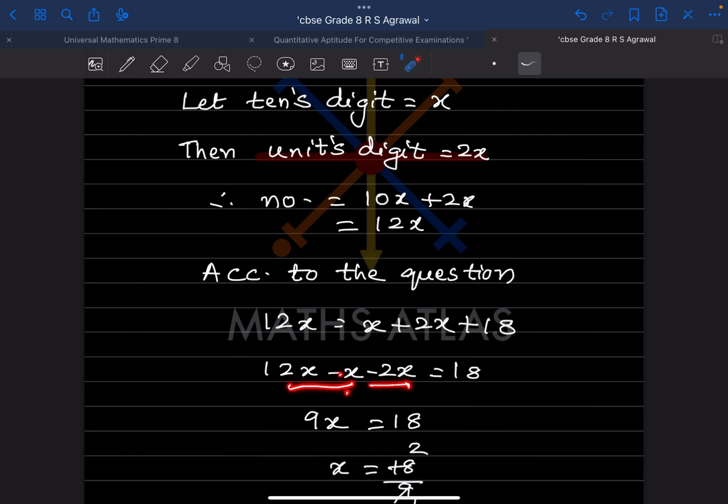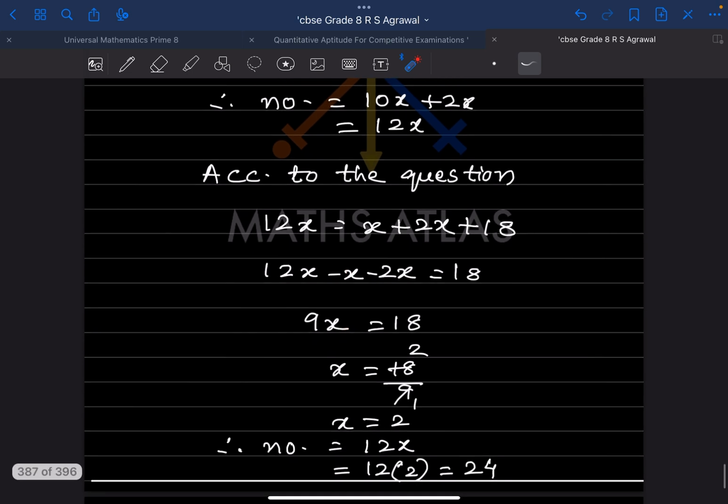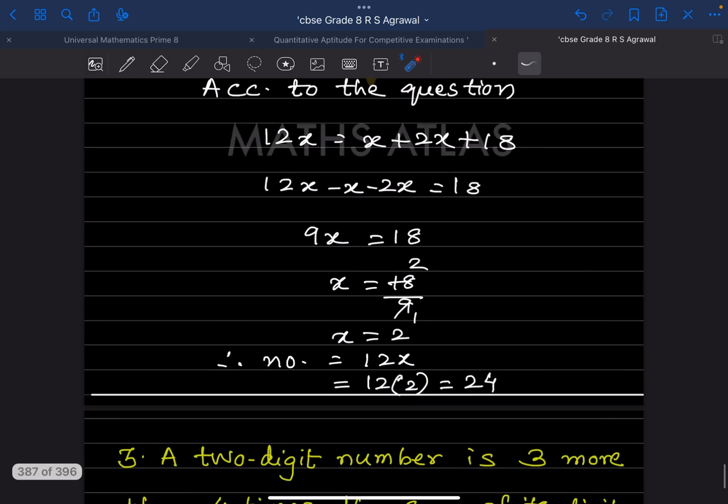12 minus 1 will be 11, and 11 minus 2, that is going to be 9x is 18. So x is going to be 18 by 9, that is going to be 2. So x is 2. So the number is going to be 12x, that is 12 into 2, that is 24.